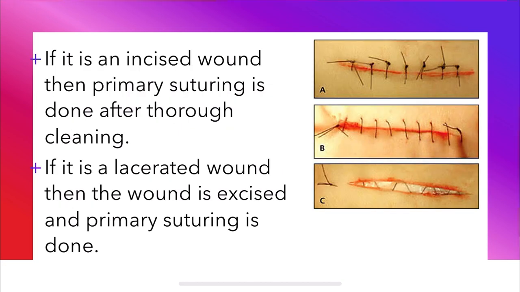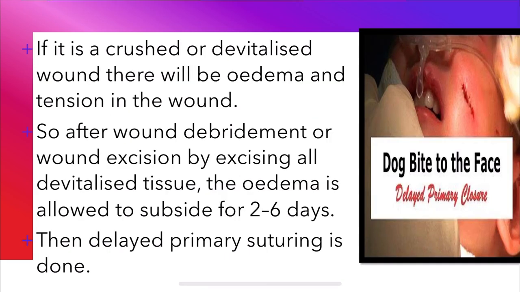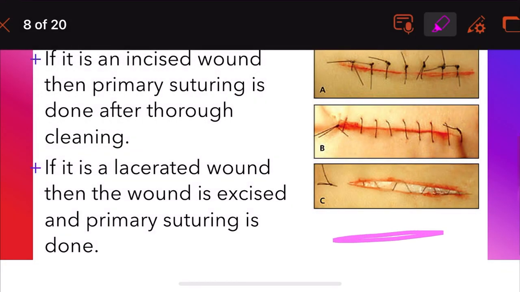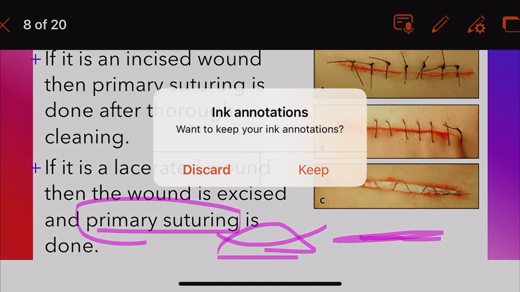If it is an incised wound, then the primary suturing is done after a thorough cleaning. So using normal saline, thorough cleaning should be done. Then a primary suturing is enough for the incised wound. If it is a lacerated wound, then the wound is excised. See guys, if it is lacerated, okay. So in a clean cut, we just clean and suture it. Whereas in a lacerated wound, with irregular surfaces, you have to excise the irregular parts and then give a primary suturing.